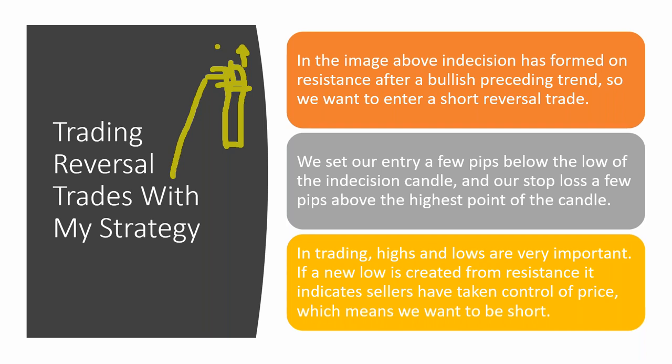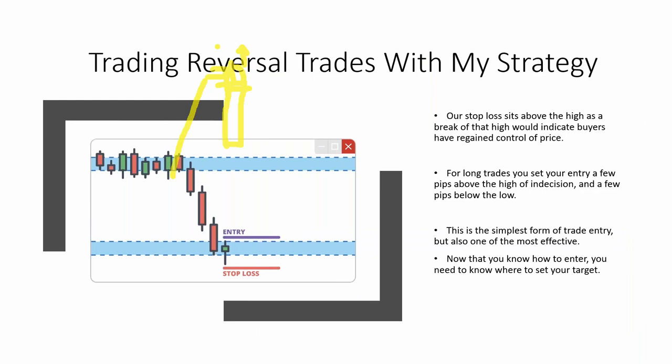And trading highs and lows are very important. If a new low is created from resistance, it indicates sellers have taken control of price, which means we want to be short. So our stop loss sits above the high. Let me just clean up the screen here. So our stop loss sits above the high. And if the market breaks against us, it'll close us out, like I said, with a small loss. So this is the simplest form of a trade entry, but also the most effective.